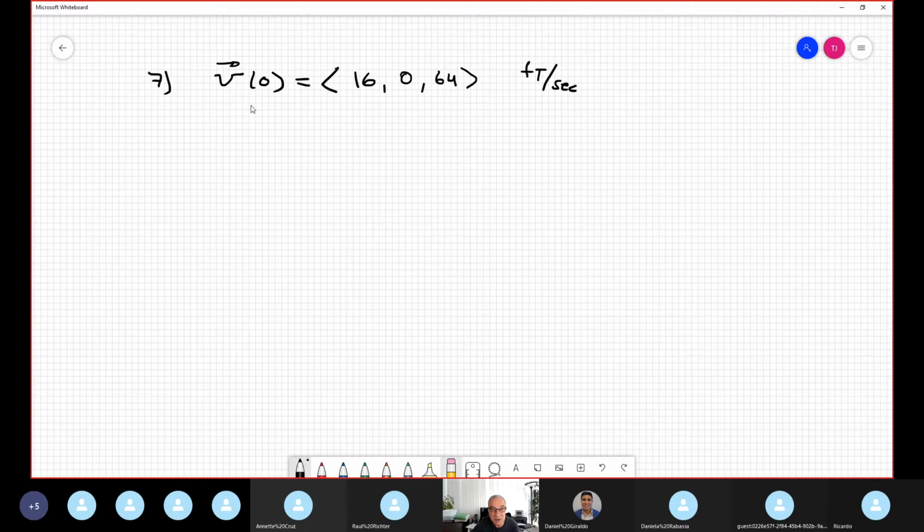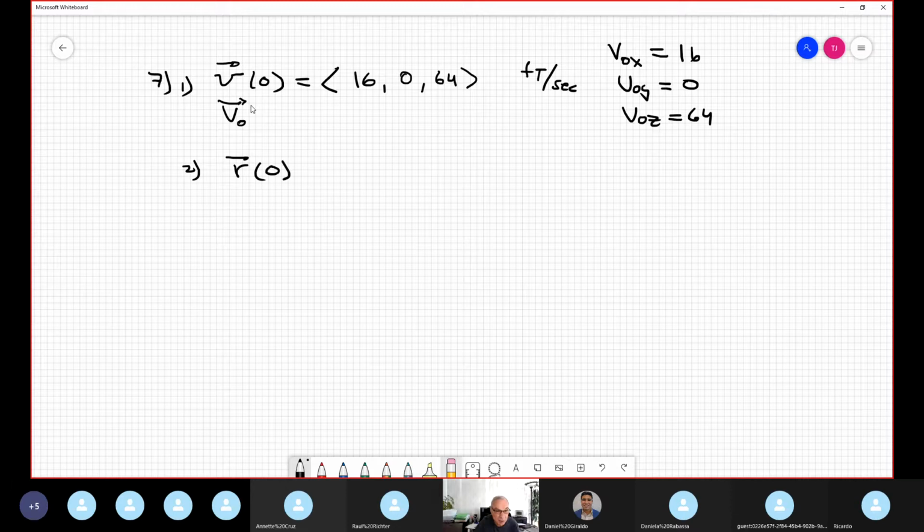What does that mean? Well, it means that the initial velocity in x is 16, in y is 0, and in z is equal to 64 feet per second. So these are the components of the initial velocity. You can write it like that, or you can write V null like a vector. Okay, this is my first piece of information. My second piece of information is the initial position, the displacement position at 0, which is also a vector: 0, 0, 6, and feet, only feet.